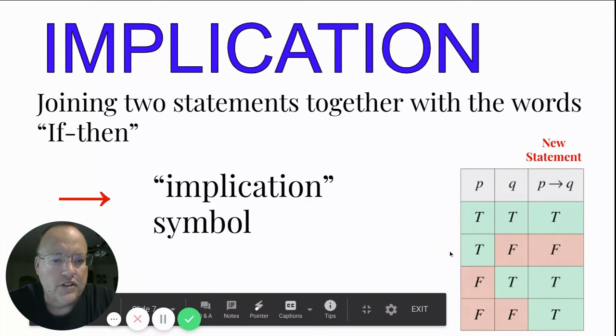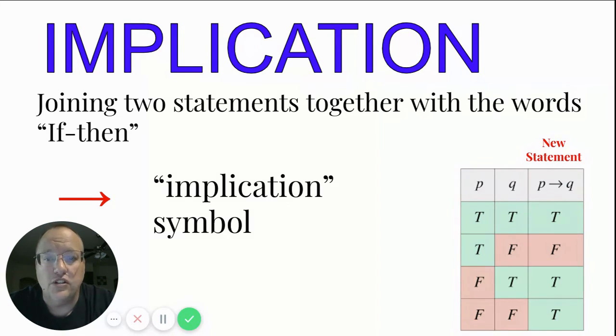Now notice the only time that this is false is if the P is true and the Q is false. We're not going to go real heavy into this implication part, only because we're going to deal with that very heavily when we get involved with conditionals. But what you do need to see is the organization of this particular truth table. This is the implication. So, in this particular video, we've covered conjunctions, disjunctions, and implications.